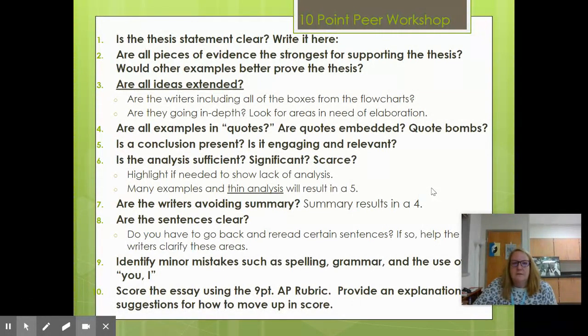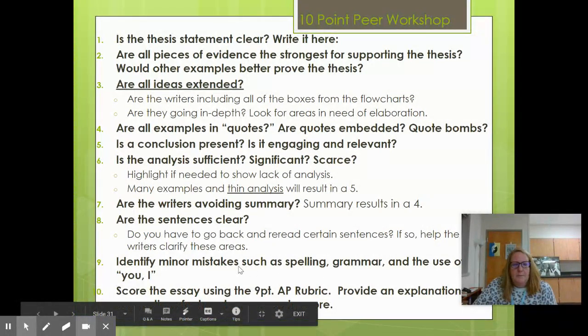You're looking again at your thesis. You're looking at your evidence. You're looking at your analysis. You're looking at the punctuation of your quotes, making sure that they are embedded. You're looking at your conclusion. You're looking at making sure that you avoid summary. If you're just summarizing, you're automatically going to get a 4 on the 9-point scale. If you don't have strong analysis, are your sentences clear? Look for any minor mistakes like spelling, grammar, the use of "you" or "I," which should be avoided. And then I want you to give yourself a score on the 9-point scale, or have someone else give you that if they're doing this for you.